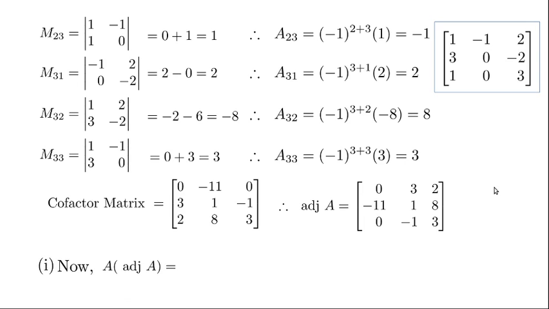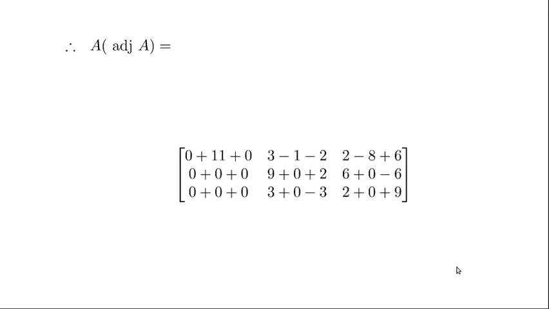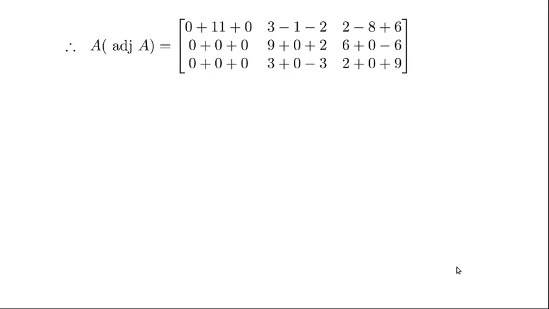Now the first one, we are asked to prove that A into adjoint of A is equal to adjoint of A into A equals the determinant of A into I, identity matrix of order 3. So this is A, and this is the adjoint of A, and the product of these two, that is the usual product by first row first column, first row second column, first row third column, etc. And we get the product like this: 0, 11, 0, 3 minus 1 minus 2, 2 minus 8, 6, etc.